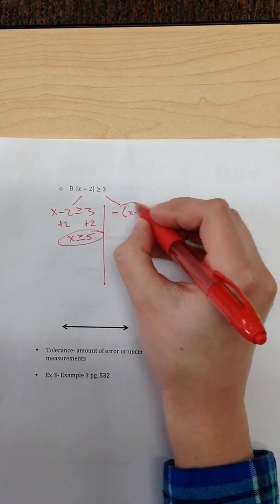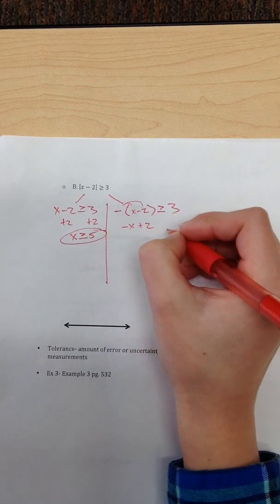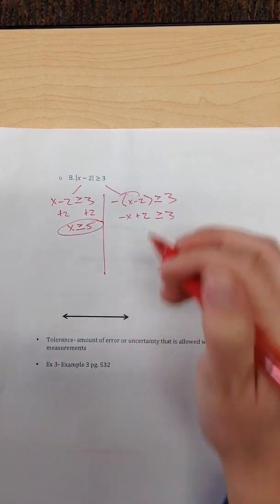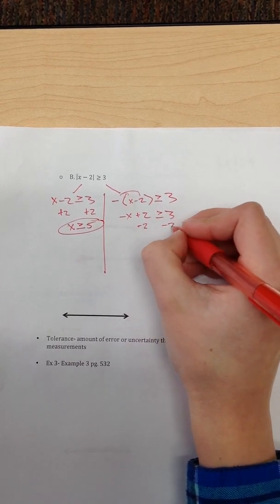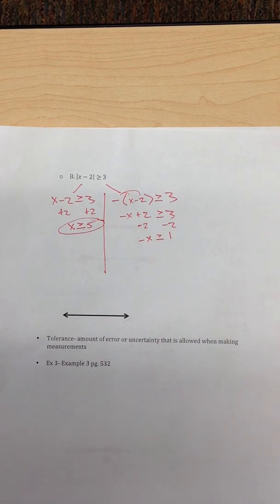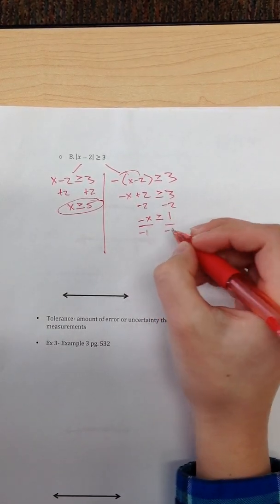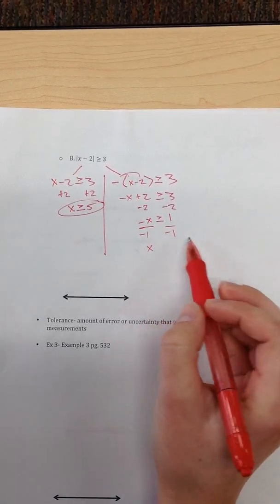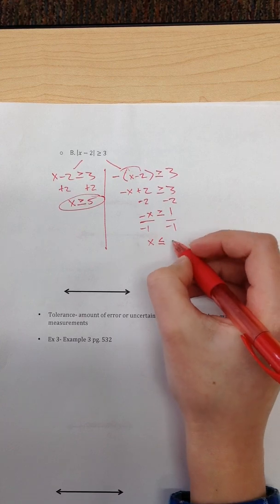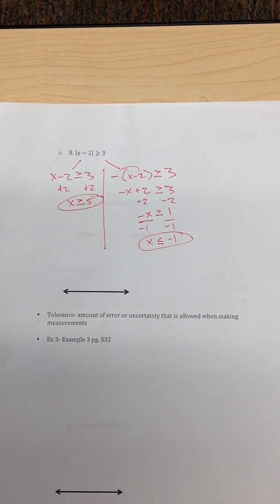This one, distribute my negative to both of those things, so negative x, and then that would become a positive 2, greater than or equal to 3. To get rid of adding 2, I'm going to subtract 2 from each side. So negative x is greater than or equal to 3 minus 2 is 1. And then to get rid of the negative with the x, divide by negative 1 on each side. So x, sign switch, because I'm dividing by that negative there. And then 1 divided by negative 1 is negative 1. So those are my answers there.